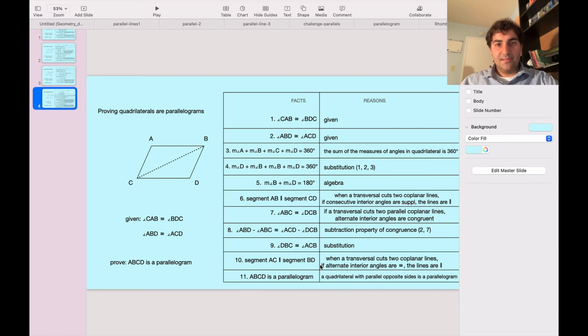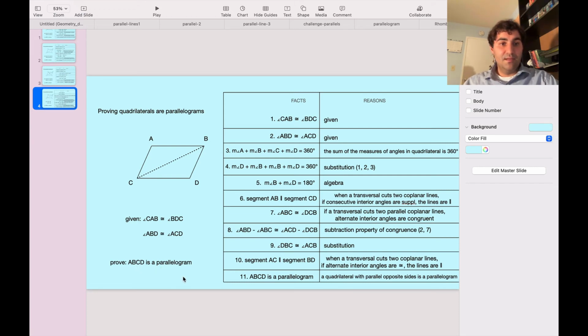Okay, so this is the last technique that I'm going to do today. We're given a quadrilateral ABCD, and we're given that angle CAB, this angle here, is congruent to angle BDC, this angle here, and angle ABD, this angle up here, is congruent to angle ACD, this angle here. And we're going to prove that ABCD is a parallelogram.